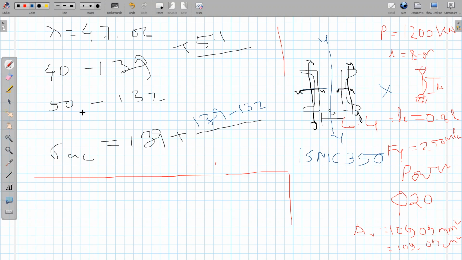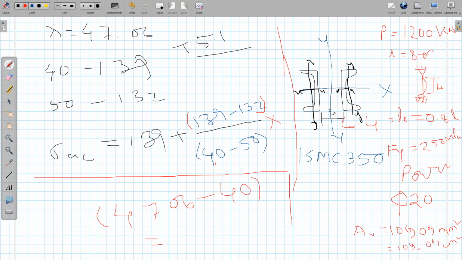divided by the corresponding lambda, that is 40 minus 50. Now you multiply this by the remaining. This 139 is for how much? For 40. But our objective is 47.06. So multiply this by 47.06 minus 40, since I have already written 139 for 40. Calculate this.